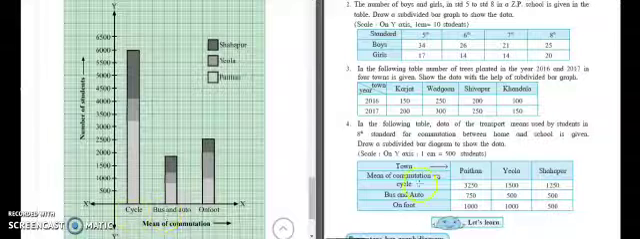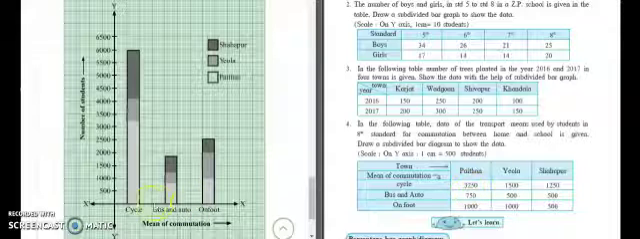In the following table, data of the means of transport used by students in 8th standard for communication between home and school is given. Draw a subdivided bar diagram to show the data. The scale is also given. On the y-axis, 1 centimeter equals 500 students. So 500, then add 500, that is 1000, then 1500 and so on. This is on the y-axis. On the x-axis we have to write the means of transport, that is given as cycle, bus and auto, and on foot. Then do the same pattern.